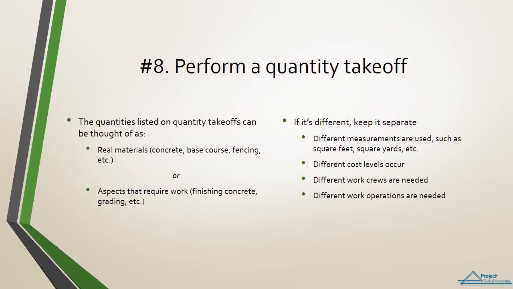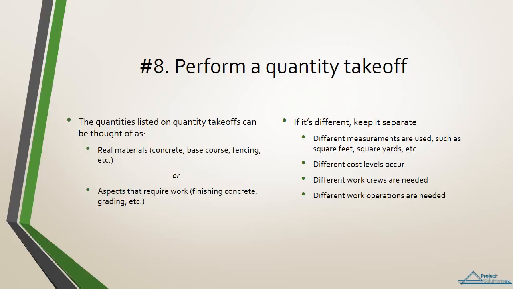The quantities listed on quantity takeoffs can be thought of as number 1, real materials such as concrete, base course, fencing, etc., or 2, aspects that require work such as finishing concrete and grading, etc. Obviously, not all quantities can be found on a plan set. Finishing concrete, for instance, is a quantifiable element that's not necessarily drawn on a plan set, but that you know needs to be done when you see an exposed slab of concrete. Elements cannot be quantified without first considering how the construction work is likely to proceed.